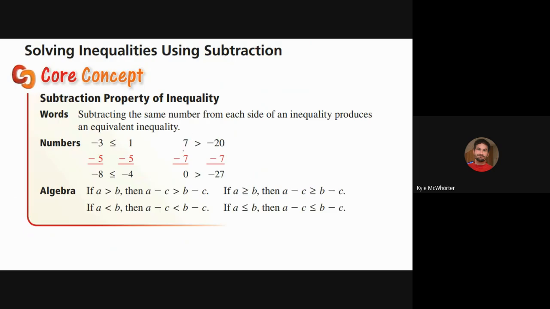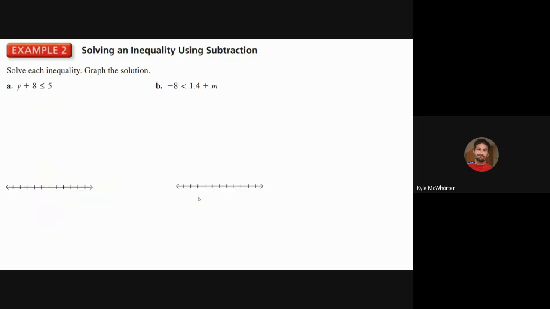So this is the subtraction property of inequality. It's basically just like the addition property of inequality, except we can subtract the same number from both sides. And whether you see it algebraically or numerically or hear it in words, the same is true. Subtracting the same number from each side of the inequality produces an equivalent inequality. And that's the property we use to solve when we have addition and we need to subtract from both sides.